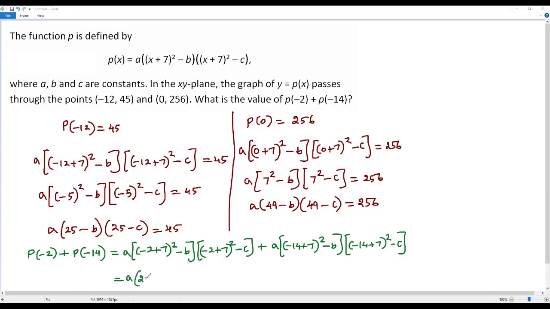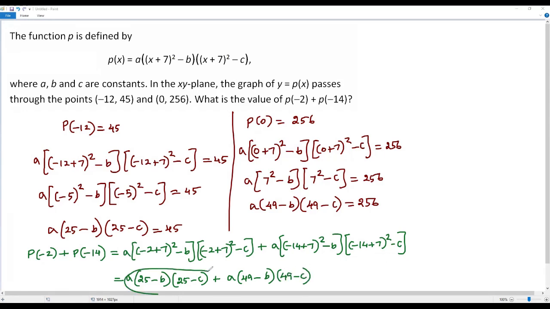The value of 5 squared is 25. Then we get 25 minus b times the same here. We get 25 for this one. Then we have 25 minus c, plus a times, when I combine -14 and positive 7, I am getting -7. That is, we get (-7) squared. So its value is 49. Then we get 49 minus b and here we get 49 minus c.